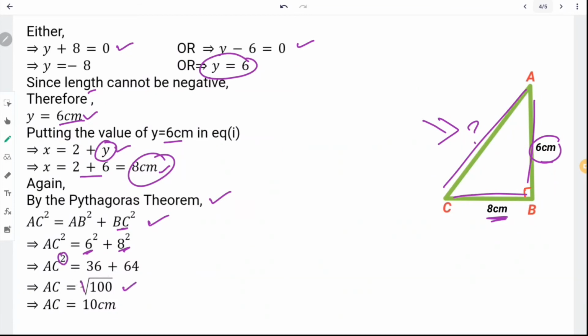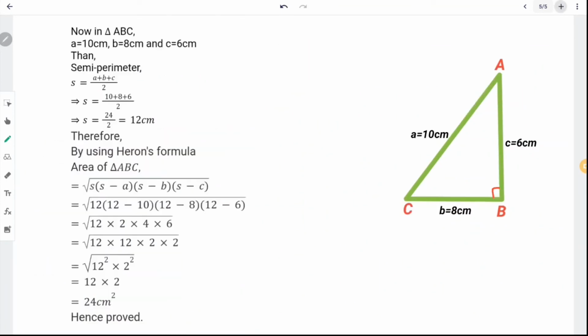Send this square to the other side, we're going to get root of 100, and we know the square root of 100 is 10. Right, so now we know all the three sides. So since we know all the three sides, we just have to put it straight in Heron's formula. But before that, we have to find the semi-perimeter once again. Okay, so here we'll take a to be 10, b is 8, and c is 6. So add them, and then we're going to get how much? 24 by 2 equals 12 centimeter.